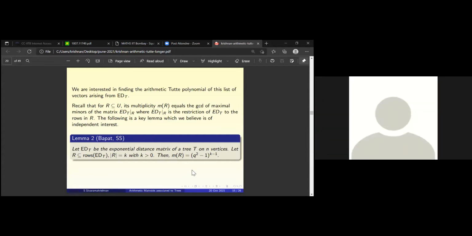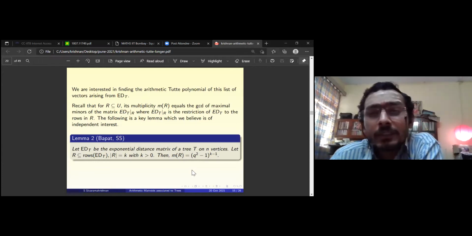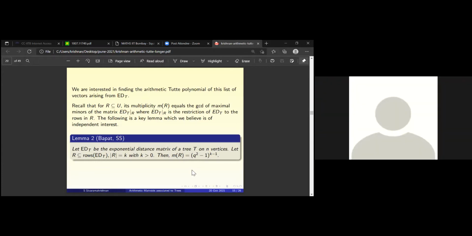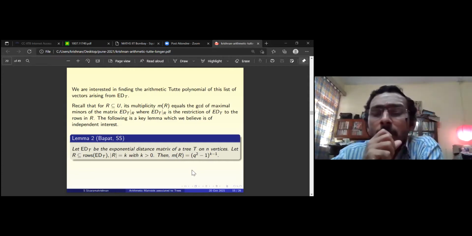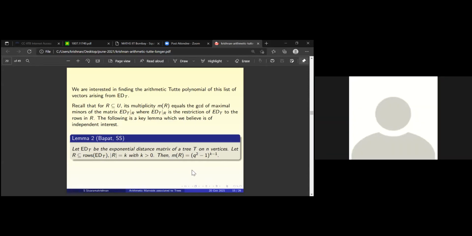Can I just ask one question? What about the remaining part? The GCD is this much, and it's multiplied by something, the other factor. Can you say what the other factors are? This is the GCD, and the GCD times something is the minor. Correct. Is there something you can say about that other factor?